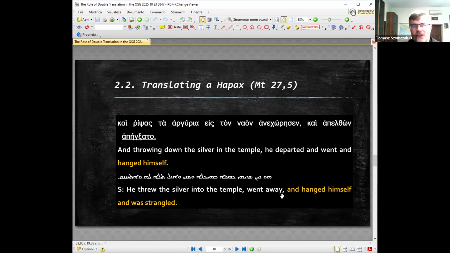And the Sinaiticus renders this passage with two well-known verbs, to hang and to choke, to strangle. Through this double translation, Sinaiticus provides explicit information about Judas' death. This dual rendering not only clarifies the sense of the passage, but also ensures that the tragic end of Judas is fully and unambiguously understood.